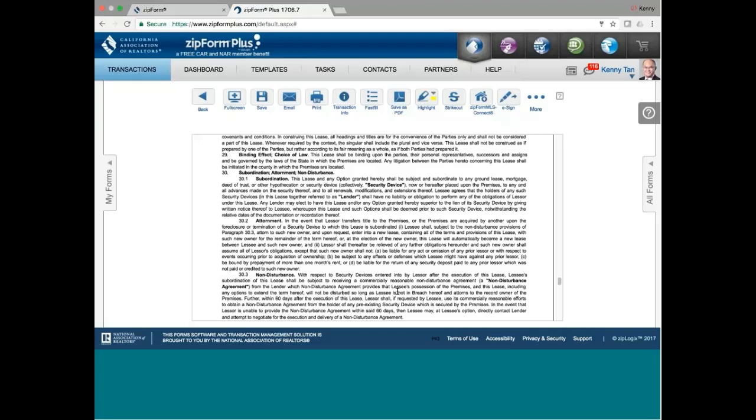Just like I said, even if the property is sold at an auction, you don't have to worry about losing possession as long as you agree to pay rent to the new owner. Okay? That's what it means.